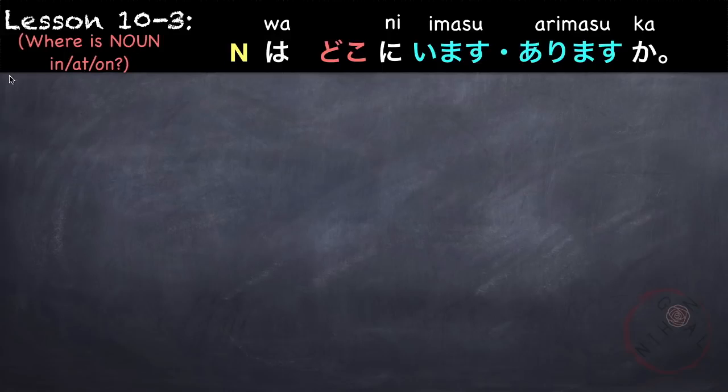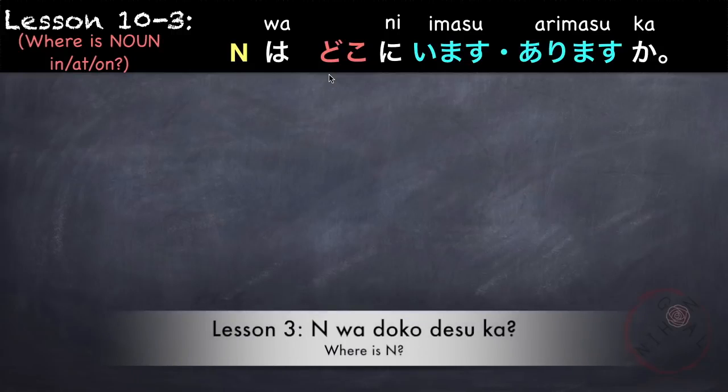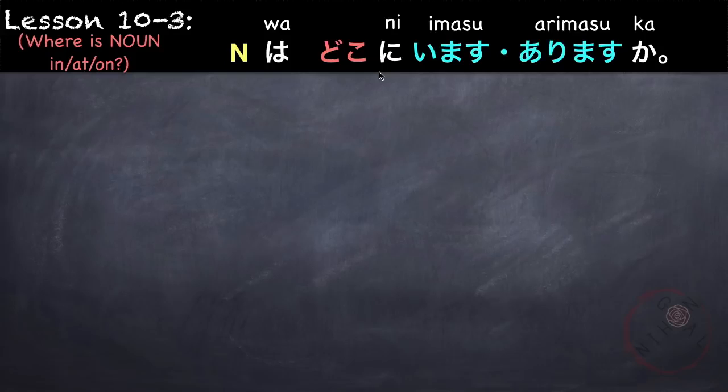Now, moving on, our next pattern is how to say where is noun, in, at, or on. The pattern is noun wa doko ni imasu or arimasu ka? So again, we use the particle wa because we are more focused on the information that comes after, or where our subject or our topic is. The simple way of saying doko ni imasu or arimasu ka is doko desu ka? Noun wa doko desu ka? Which we've learned in previous lessons.